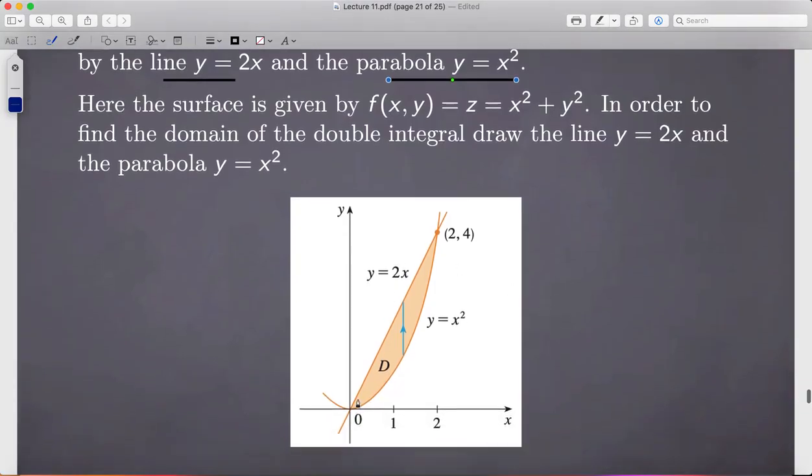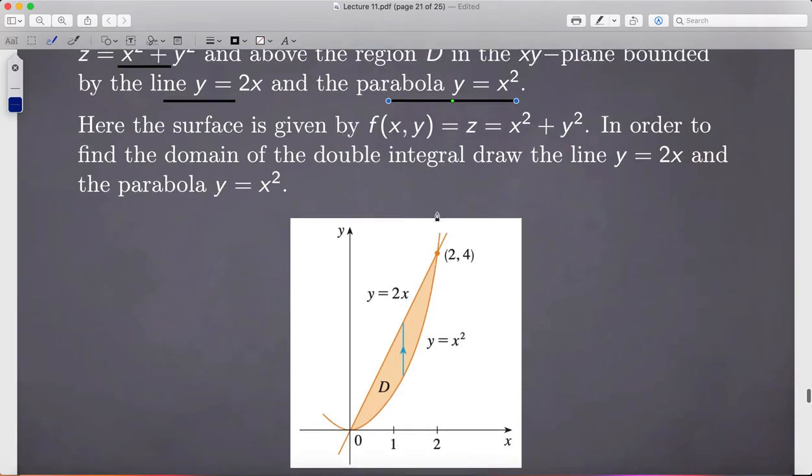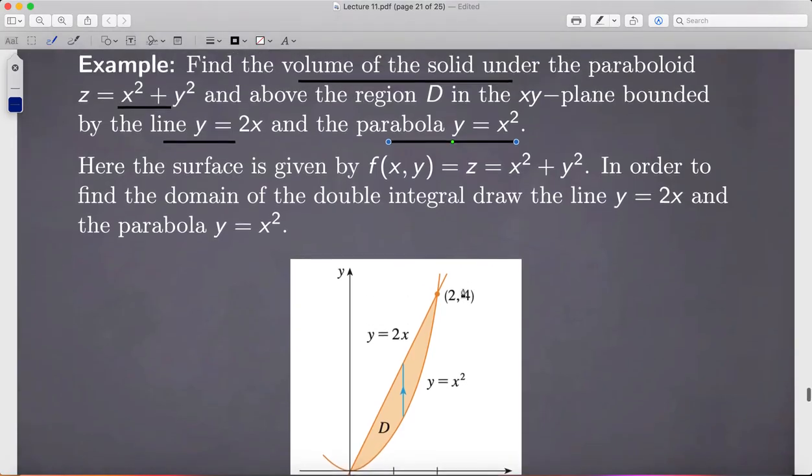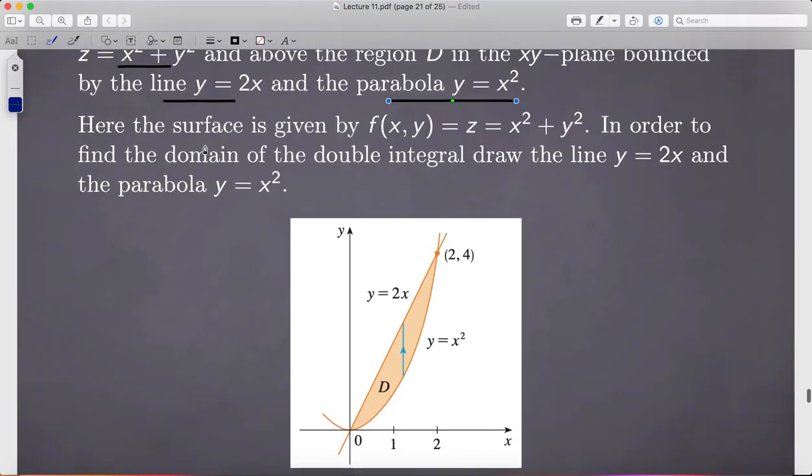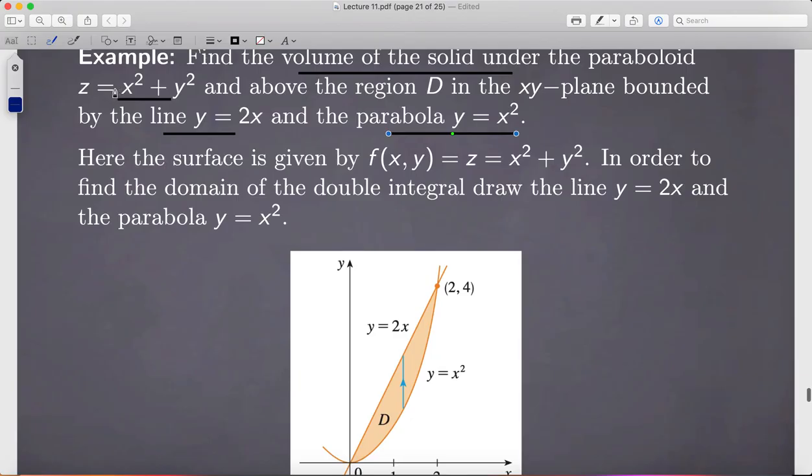So this is easy. You can draw y equal to 2x, so this is the line y equal to 2x, and then the parabola y equal to x squared. So this is the parabola. All right, and the surface is given by z equal to x squared plus y squared. So that is the surface, and that is the function you need to integrate.